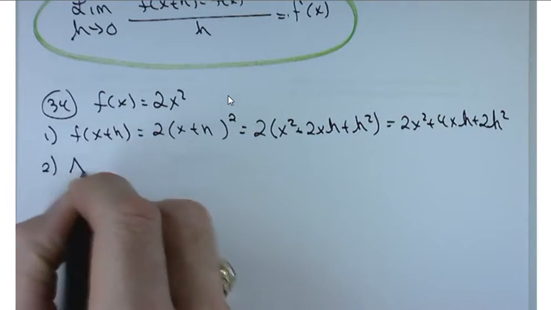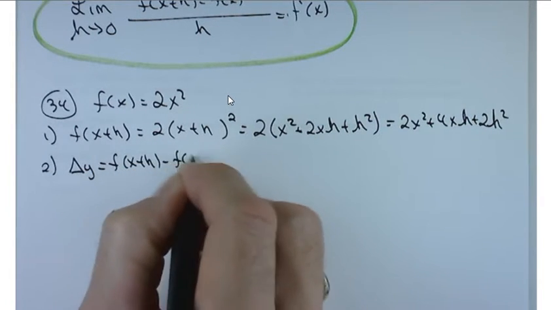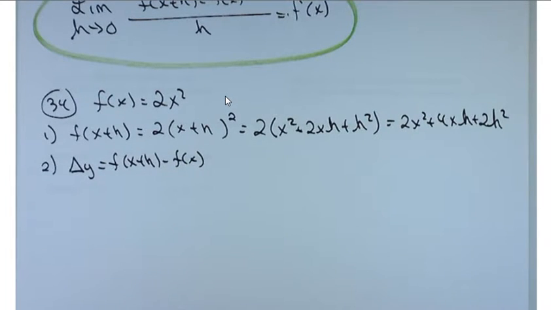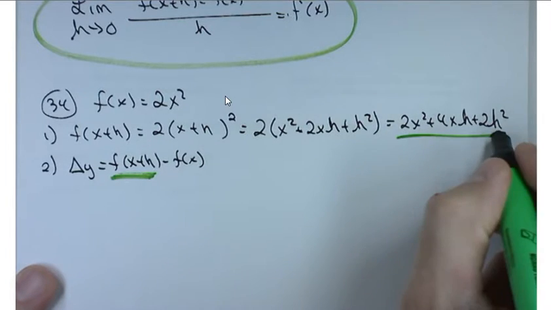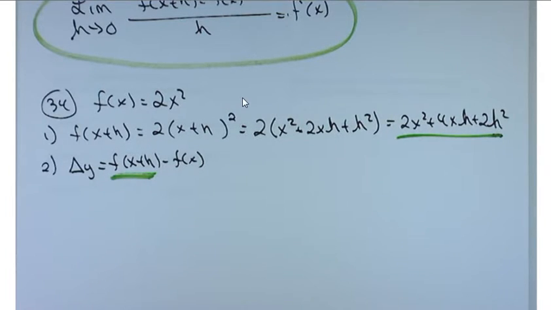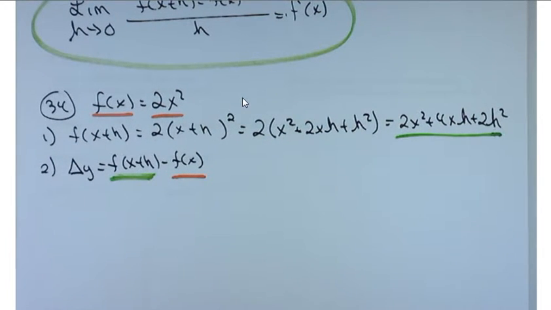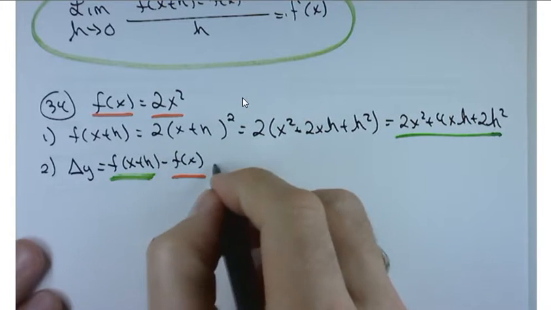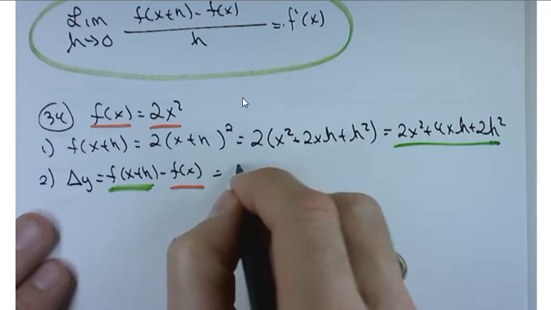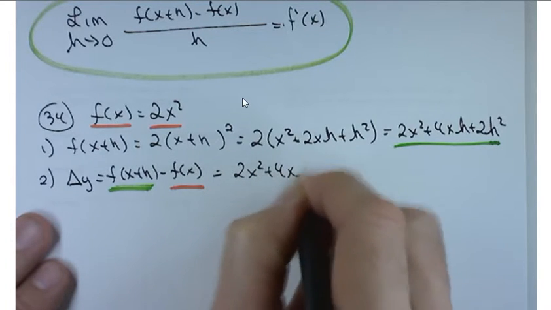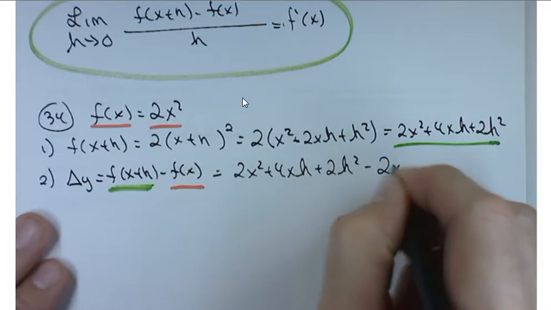Second step, I'm going to calculate delta y. f of x plus h minus f of x. f of x plus h is right here. f of x was given. So let's find the difference in those two, effectively finding the numerator of this quotient. 2x squared plus 4xh plus 2h squared minus 2x squared.